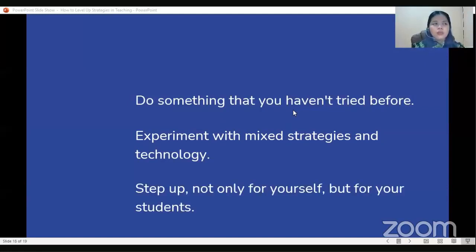And also, when we step out of the box, step up, not only for ourselves, for the sake na, ay gagawin ko to kasi gusto ko ma-impress sila. Gusto ko lang, I'm doing this for myself. Gusto ko lang maging maganda yung kalabasan ng pagtuturo ko. Pero when we think out of the box, let's really do it for our students.